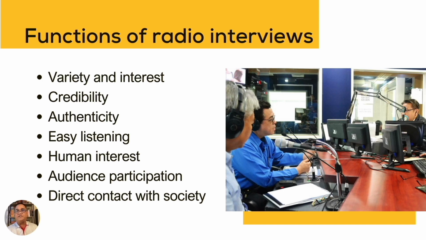Radio interviews serve multiple purposes. They add variety and keep the content engaging. They lend credibility and authenticity to what we broadcast. Moreover, they're easy for the audience to consume, add human interest, facilitate listeners' participation, and bridge the gap between experts and the public.